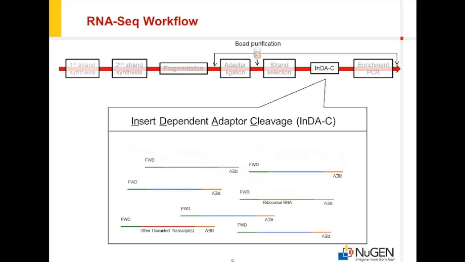So you have blue inserts, which would represent different types of informative sequences that you'd like to collect RNA-Seq data from, but you also have different forms of libraries that have ribosomal RNA, or perhaps other unwanted transcripts that you would like to minimize in the final sequencing library. And we do this by using the InDA-C approach.